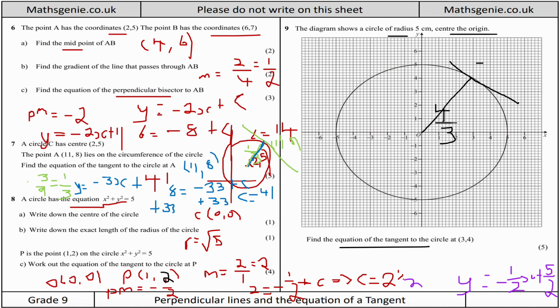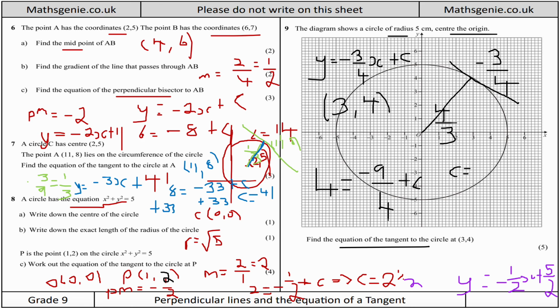The gradient of the tangent is the negative reciprocal, so it's going to be minus 3/4, and it passes through the point 3, 4. So my equation of my tangent so far is y is equal to minus 3/4 x, or 3x over 4, plus c. I'm now going to substitute in the coordinates 3, 4 to work out my value for c. So 4 is equal to minus 3/4 times 3, which is going to be minus 9/4. Remember that if you multiply a fraction by a whole number, you times the numerator by the whole number but keep the denominator the same. Plus c.